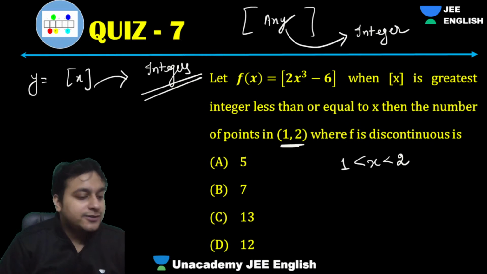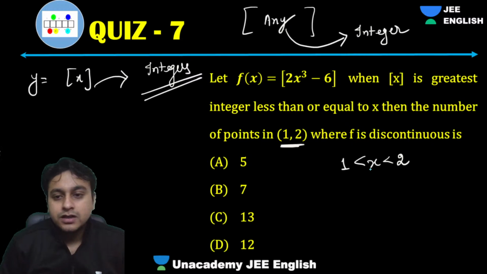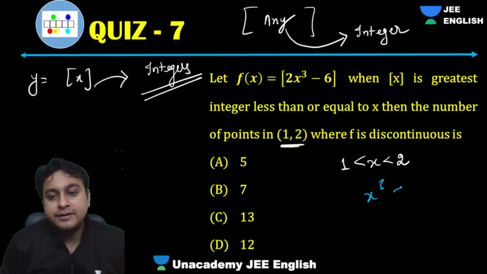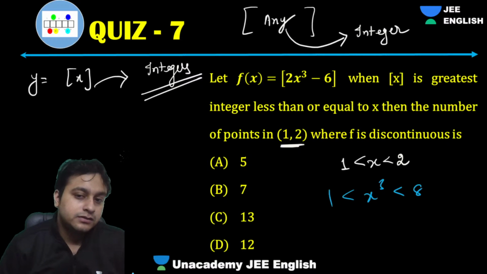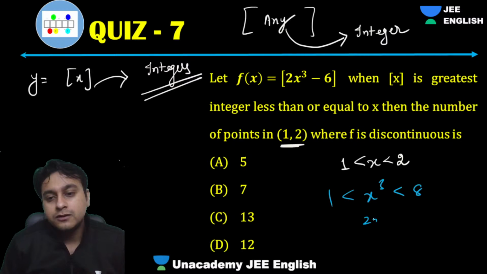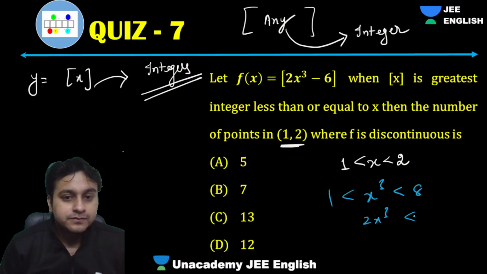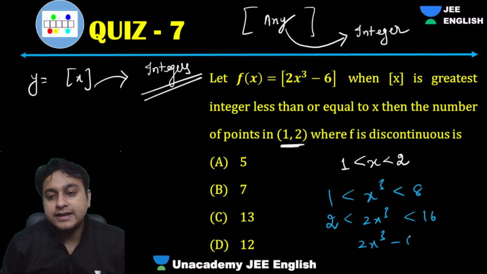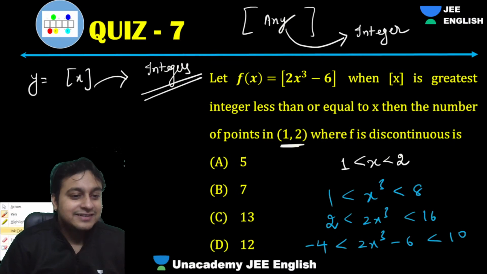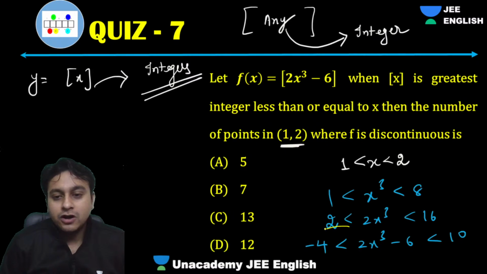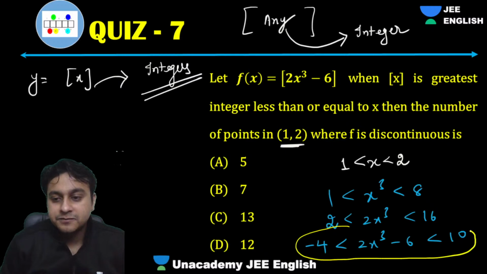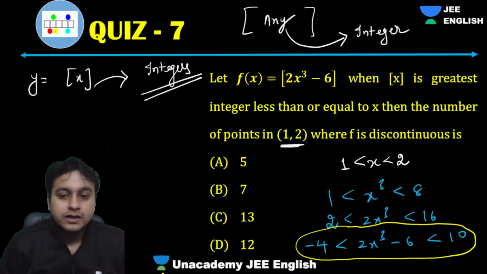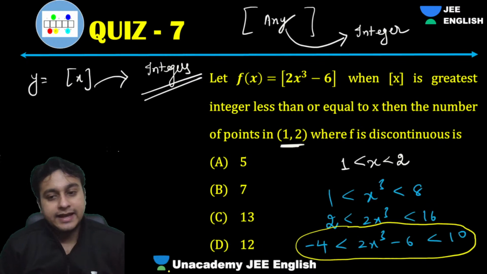So the thing is, if x is between 1 and 2, can I say x cube will be between 1 and 8? What about 2x cube? Can I say 2x cube will be between 2 and 16? Then subtract 6. So 2x cube minus 6 will be between minus 4 and 10, right? Basic inequality. Your 2x cube minus 6 is less than 10 but greater than minus 4.